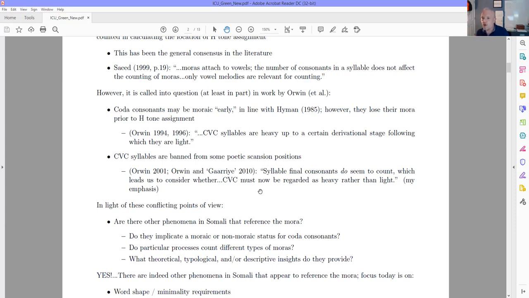A little bit more specifically, Orwin talks about the fact that CVC syllables are heavy up to a certain derivational stage, followed by which they are light. He later, along with his colleague Garrier, talks about the fact that CVC syllables appear to be banned from some poetic scansion positions, so in poetic metrics. They talk about the fact that syllable-final codas do seem to count, which leads them to consider whether CVC must now be regarded as heavy rather than light, and that "must" is my emphasis. So we've got some conflicting points of view here.